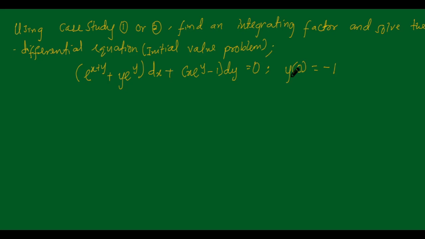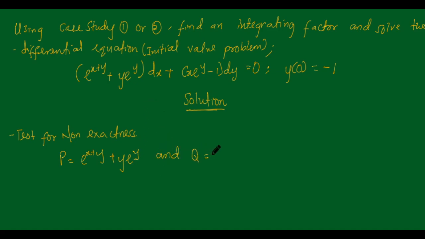So to solve this, since we have been told to find an integrating factor, we know that it is not an exact differential equation, but that shouldn't stop you from checking if it's an exact differential equation or not. So in this case, we are going to test for non-exactness, just to be double sure. So from here, we have that our P is equal to e raised to the power of x plus y e raised to the power of y, and Q is x e raised to the power of y minus 1.